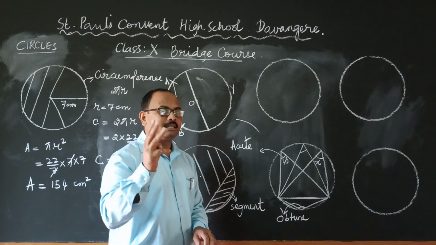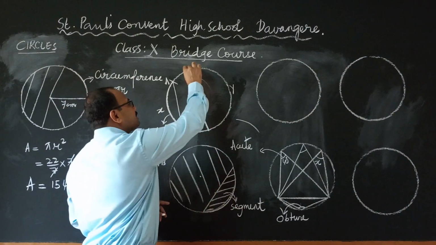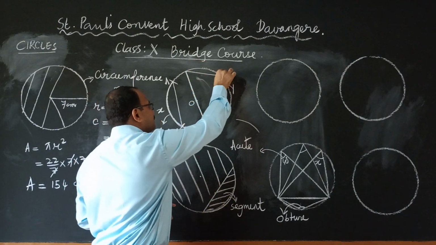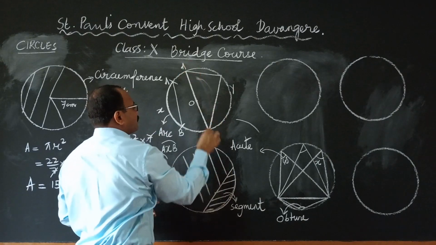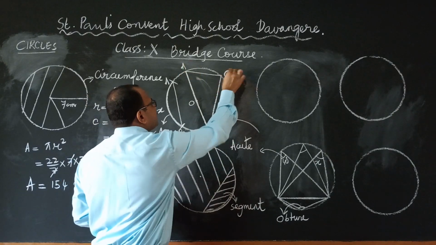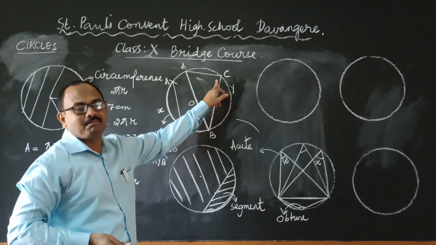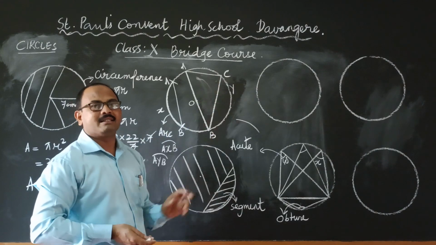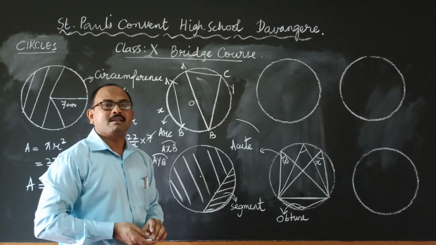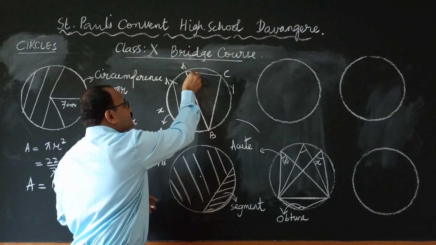Therefore, the third property, angles in the semicircle, likewise. The question comes, A, B, C. What is the measure of angle C? Angle C will be 90 degrees, children. Angles in the semicircle are right angles. Right angle. Next question, children.